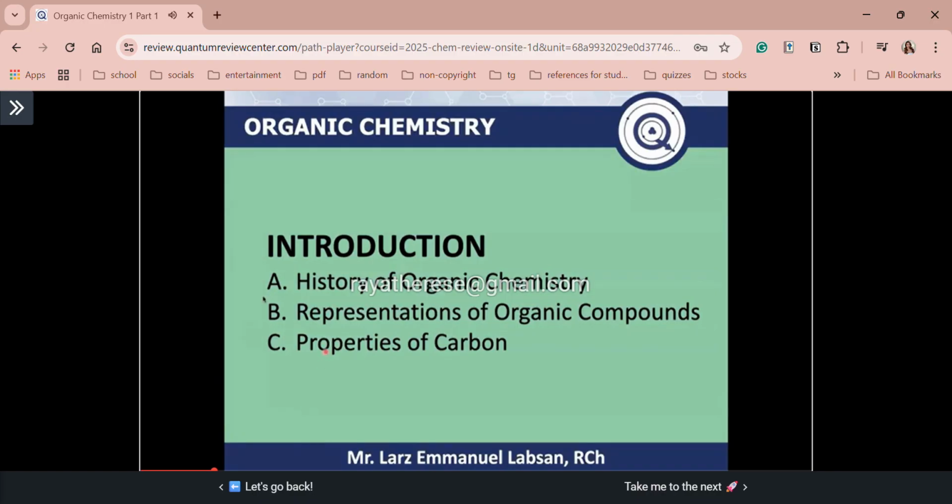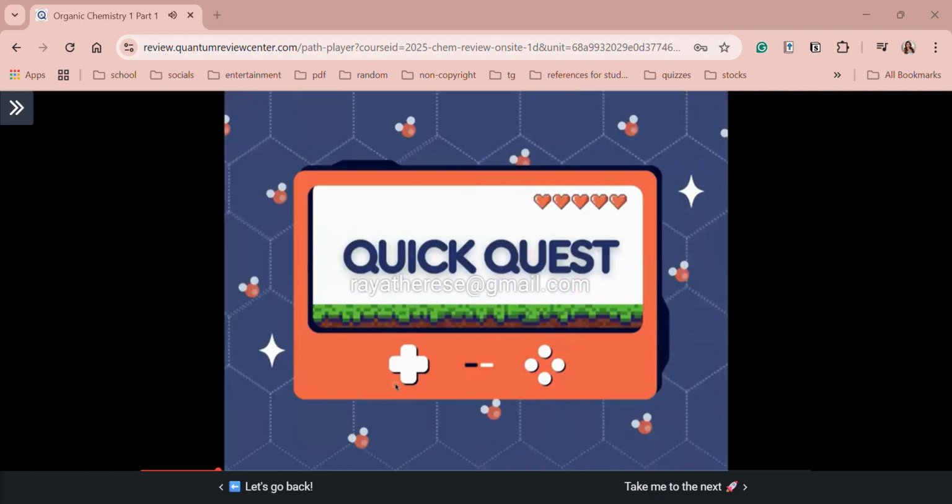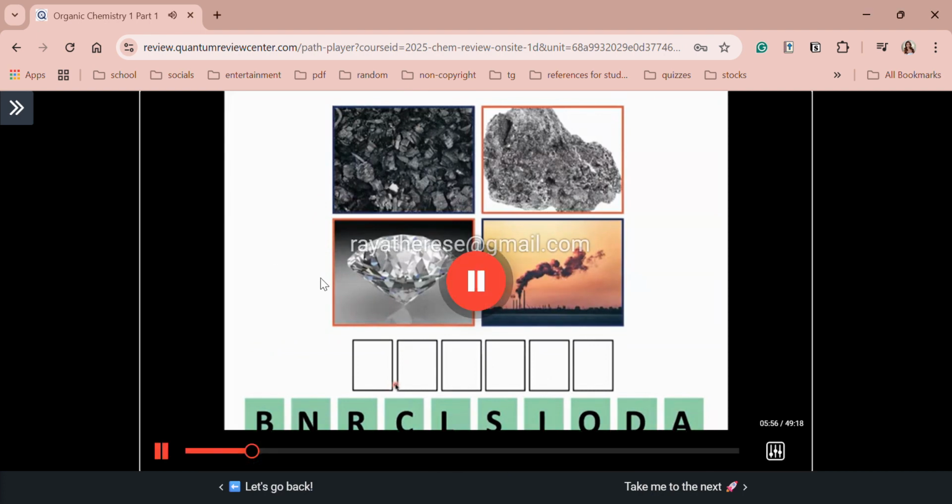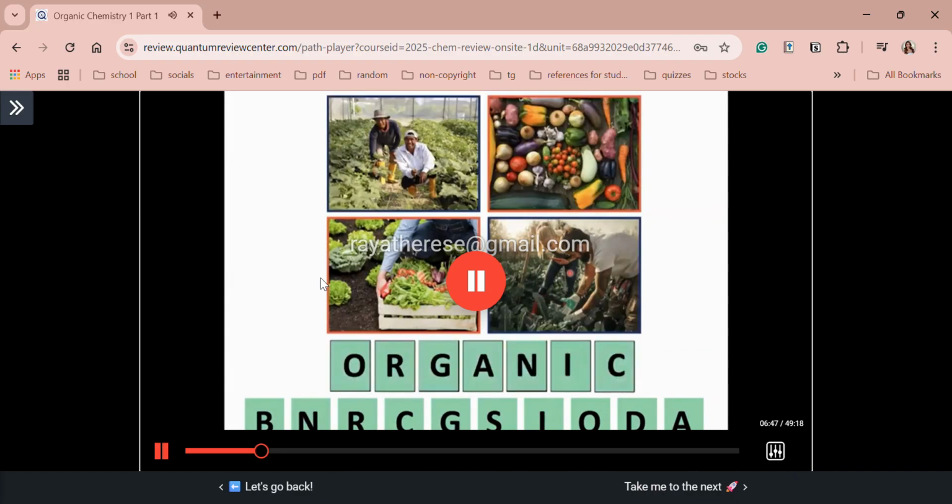Our class, here in your properties of carbon, of course, this is somehow related to your discussion in organic chemistry. Before we formally start our discussion, of course, I have a quick quest, okay? So here is our mini game for this topic. Here is a 4 pics 1 word type of mini game. As you can see, we have 4 different pictures and then identify the common theme here in our first item. Class, you can pause the video.